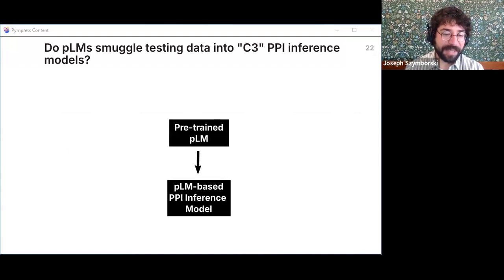So if you work on this problem enough, a certain paranoia starts to creep in, like I was discussing just now. And I couldn't help asking the question: do pLMs, these protein language models, smuggle testing data into the C3 PPI inference evaluation setups? And this is what I mean. pLM-based PPI inference models rely on pre-trained pLMs to encode amino acid sequences for them. So these PPI inference models that use protein language models usually use pre-trained ones.